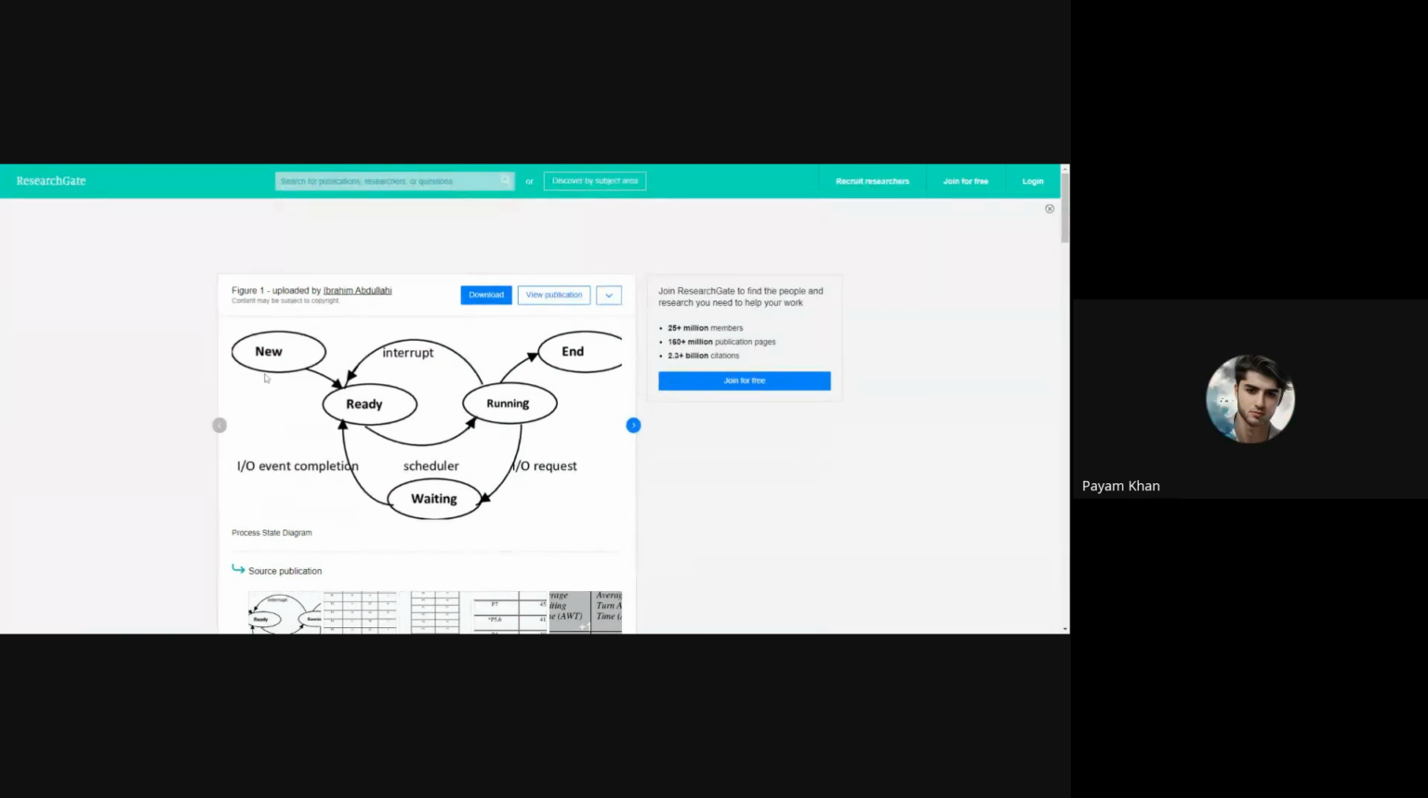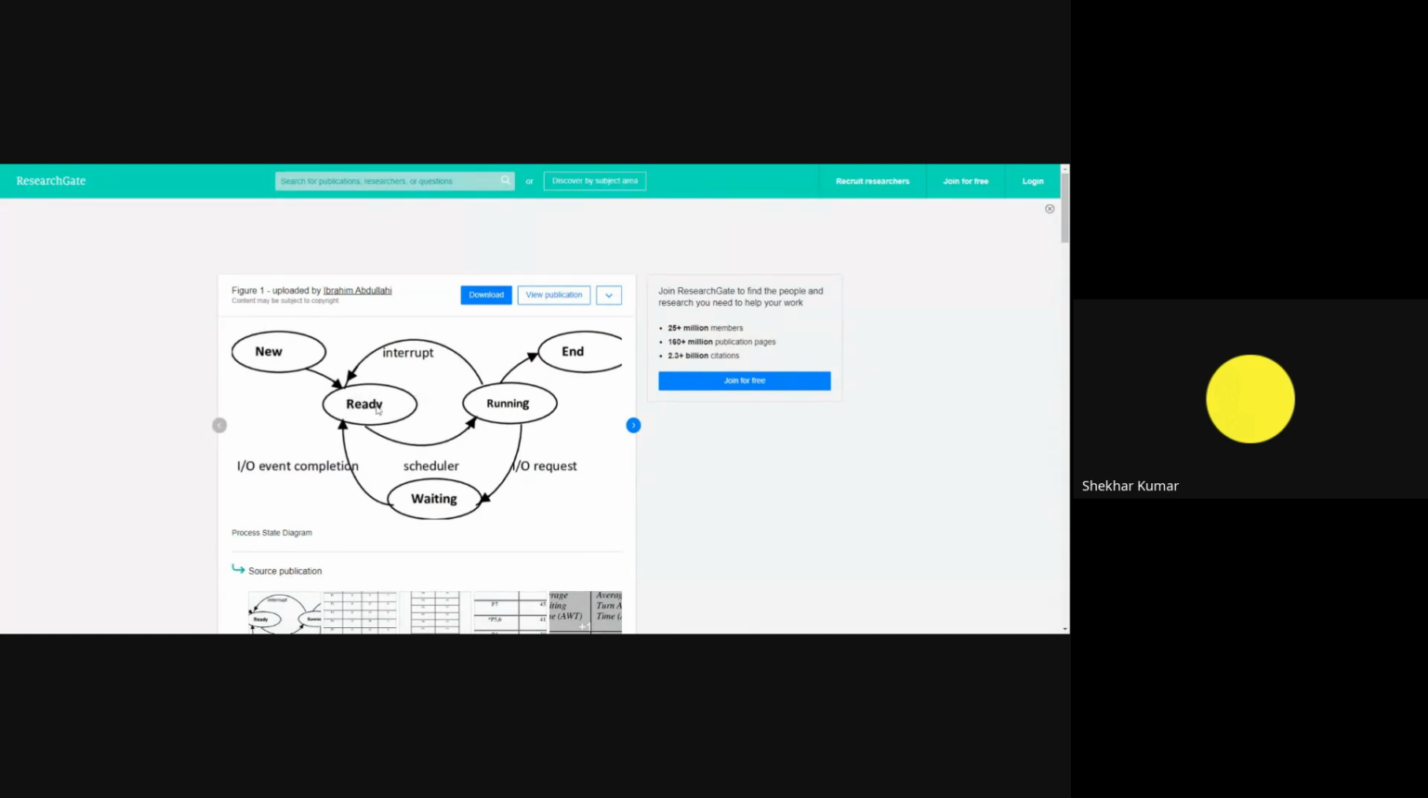Initially, when the process is created, it comes in its new state. That is your new state. If the process is in the new state, it means it is created for execution. If there is a requirement of any resources, then it will move to the next state, the ready state. This is your ready state.